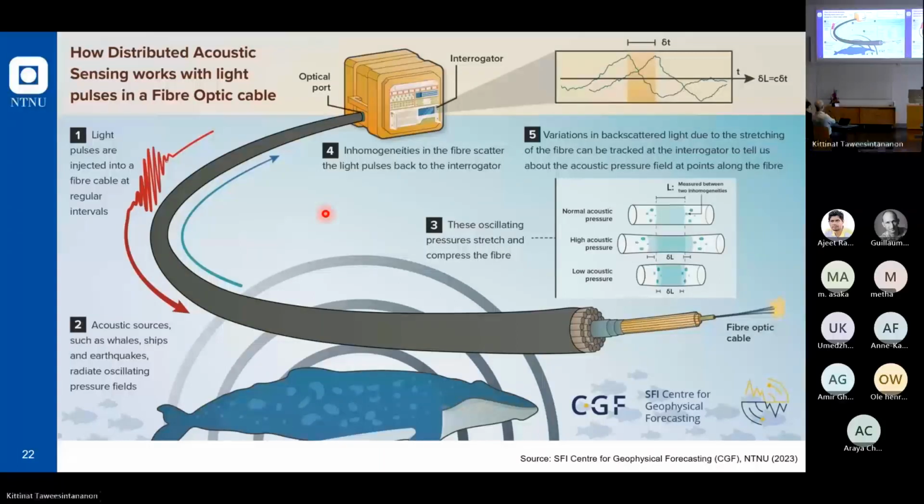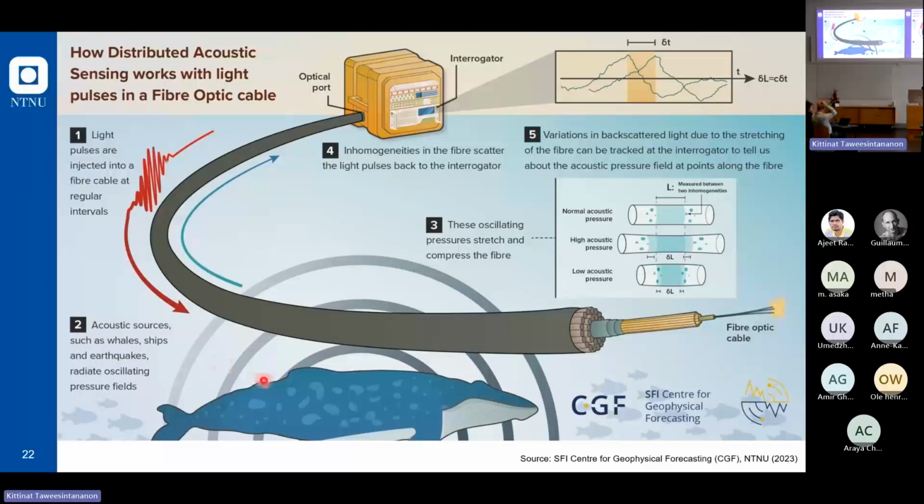How does DAS work? I borrowed this one from CGG, so it's quite a nice illustration, and I hope you will understand it. Distributed acoustic sensing works with light pulses in a fiber optic cable. First, we have an interrogator where we inject an optical light pulse into the fiber, and it receives the backscattered signal from the fiber. The light pulses are injected into the fiber cable at regular intervals.